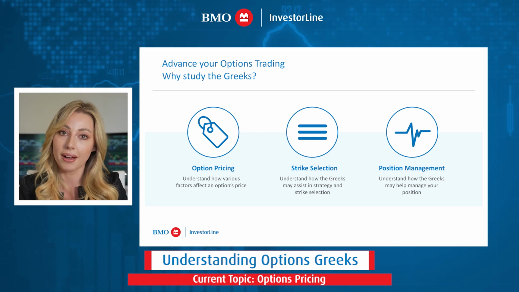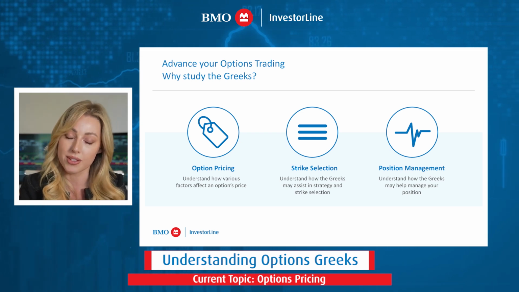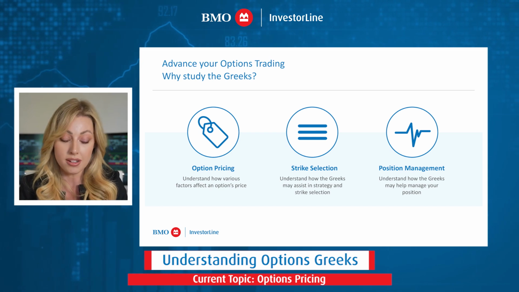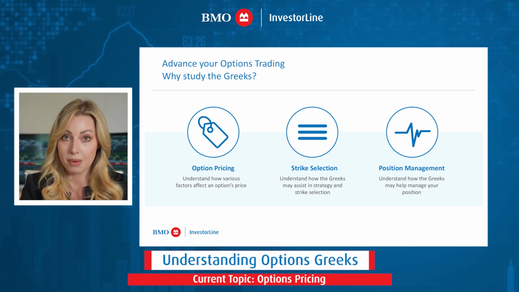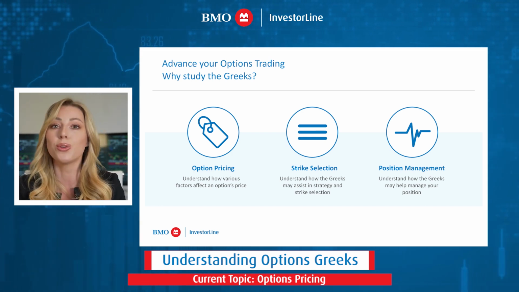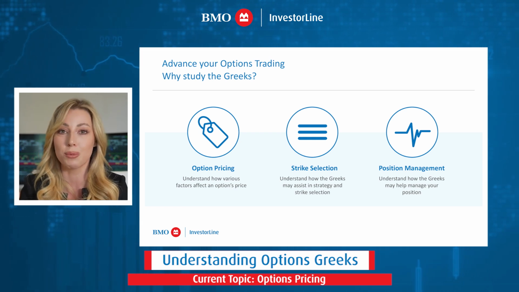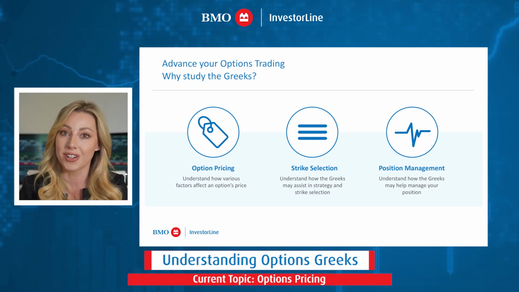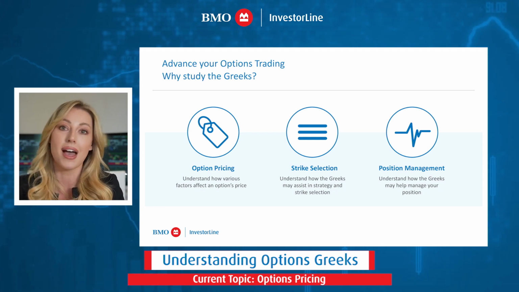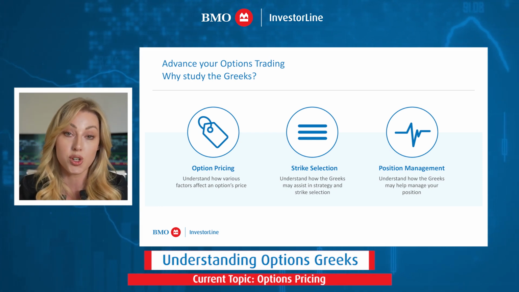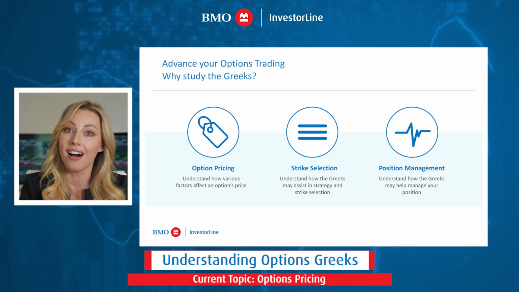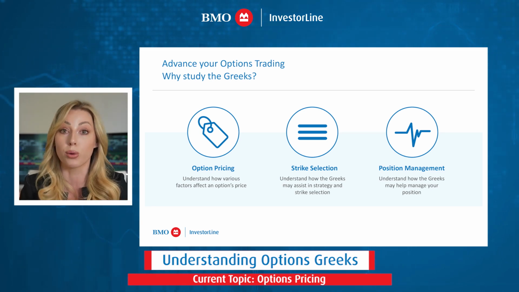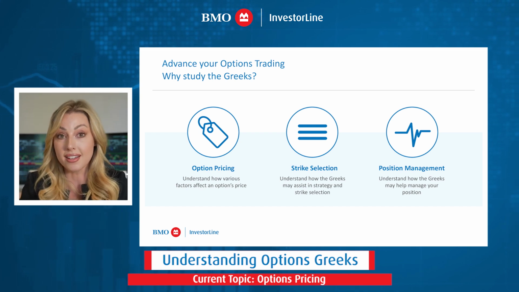So taking a step back, why would we study the Greeks? First and foremost, and I touched on this, it's options pricing. An option is a layer of complexity because we've added an expiration date. So not only is the underlying security driving that option's price, does it have value, but we also have other factors such as time and implied volatility, which we'll touch on. If we understand the impacts of those external and internal factors, that can help us understand a probabilistic approach of an option's price.